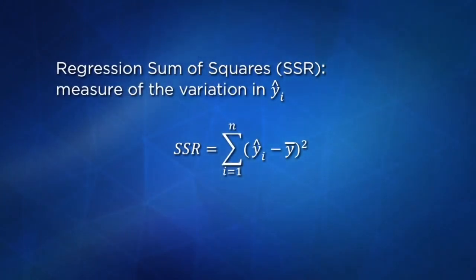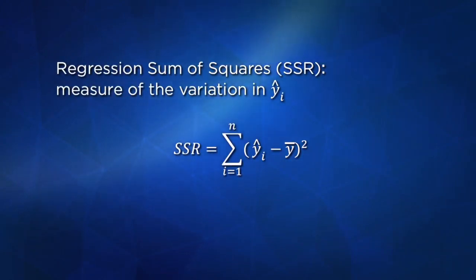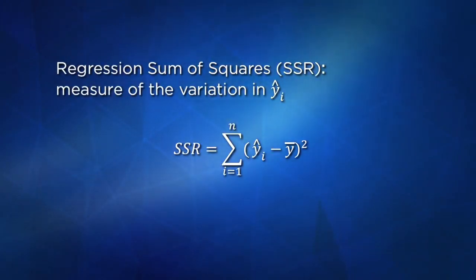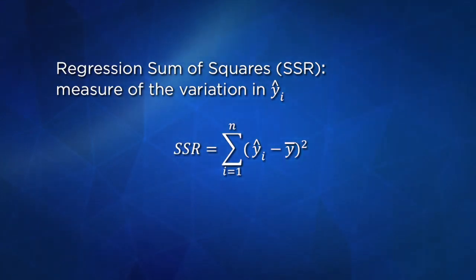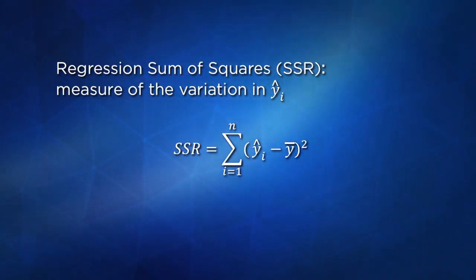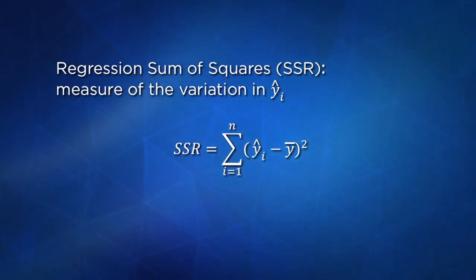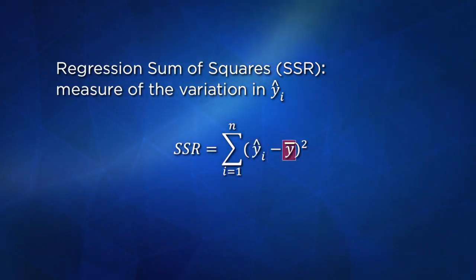The first is called the regression sum of squares, or SSR. The regression sum of squares measures the variation in our y hat. And so it's defined as follows. The SSR is equal to the sum, as i goes from 1 to n, of (y sub i hat minus y bar) quantity squared. So again, it's telling us how much does our regression line vary from our overall mean.